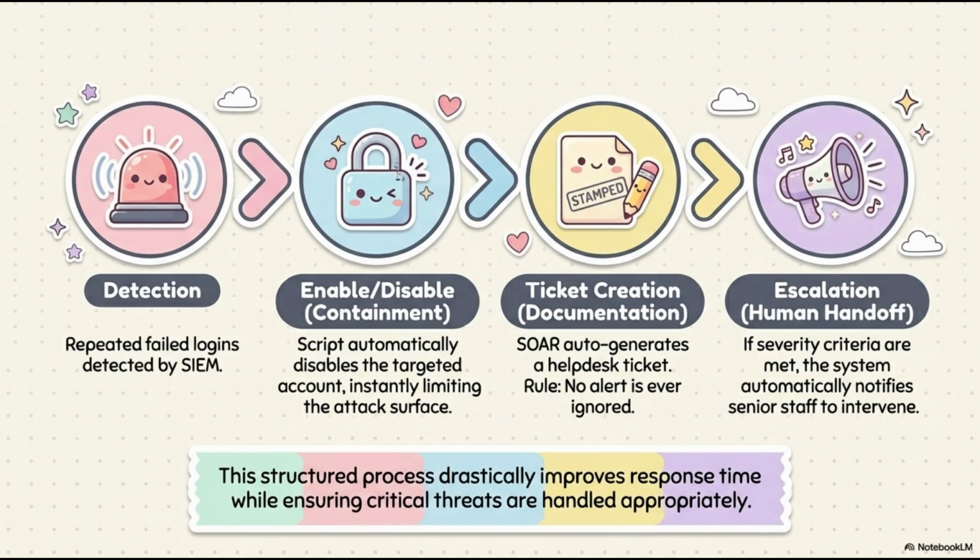Ticket creation and escalation are central to incident response. Automation can generate a ticket automatically when a defined security event occurs, ensuring that no alert is ignored. Escalation rules can automatically notify higher-level personnel when incidents meet predefined severity criteria. This structured process improves response time and ensures that critical threats are addressed quickly and appropriately.